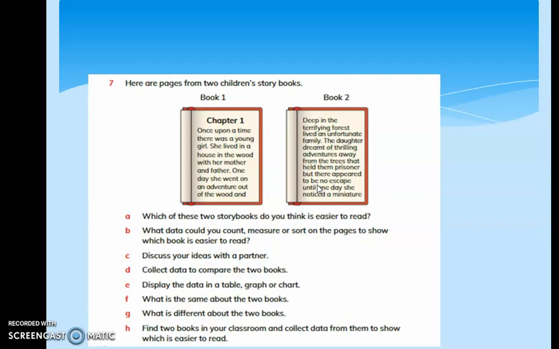So, what is same about the two books? Both are pages of a storybook.